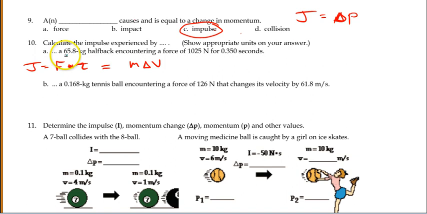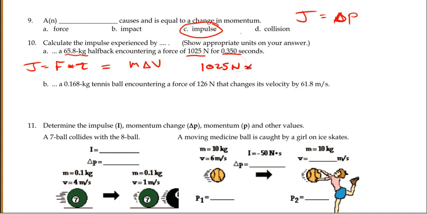So we have a mass here, 65.8 kilograms. We have a force of 1,025 newtons, and we have a time of 0.350 seconds. So we do have force and we do have time. So I'm going to use the force times time to calculate the impulse.